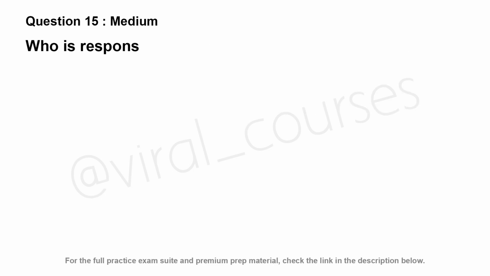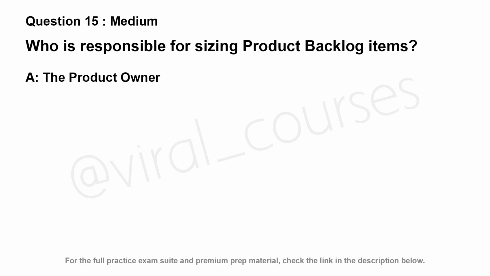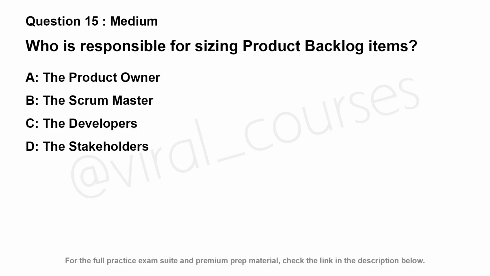Who is responsible for sizing product backlog items? Option A: the product owner. Option B: the Scrum Master. Option C: the developers. Option D: the stakeholders.